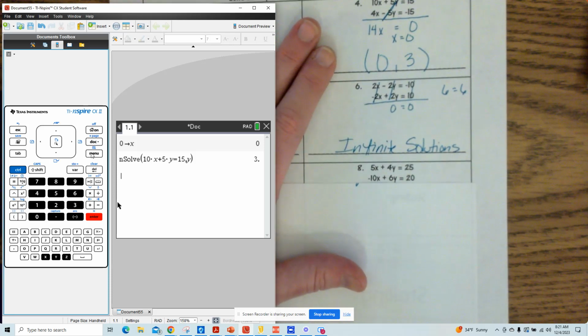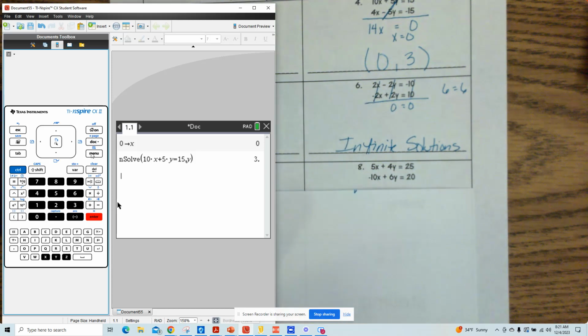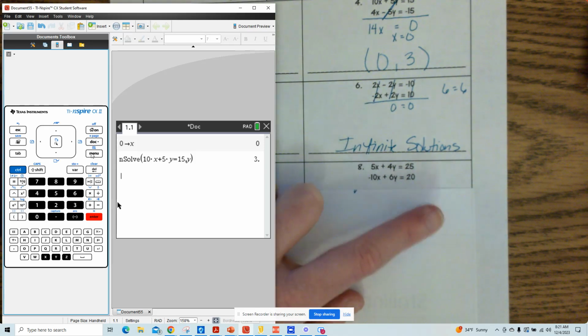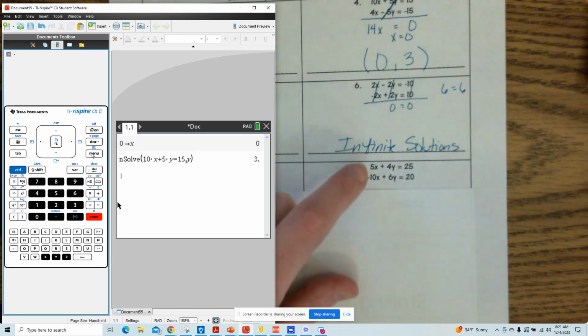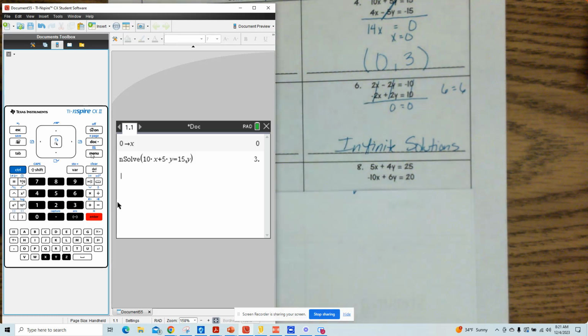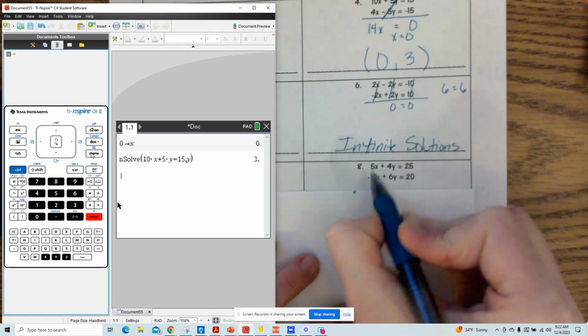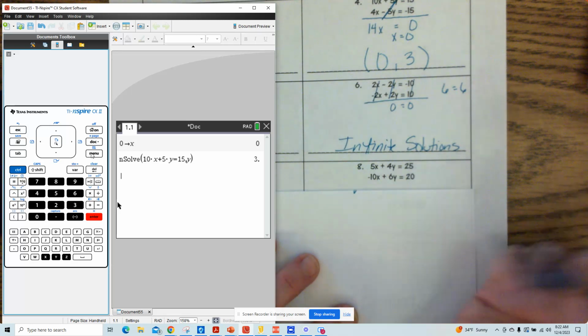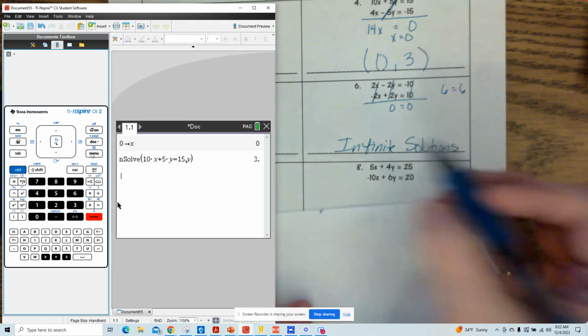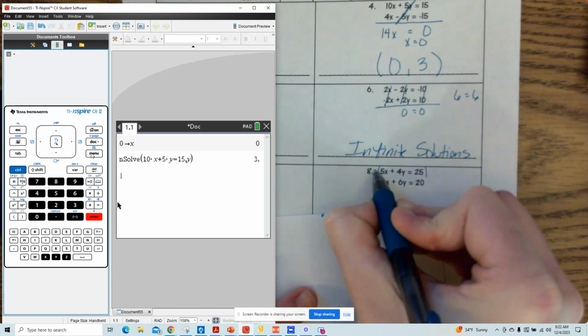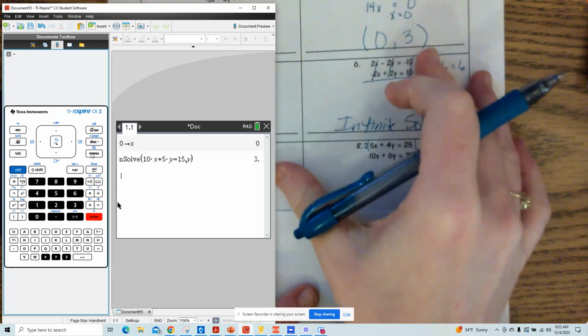Sometimes, though, they're not as straightforward, but we can manipulate. So none of the coefficients match up here. So you look for factors. Is 5 a factor of 10? Meaning, can I turn a 5 into a 10? How? Multiply it by 2. But I have to do the whole equation by 2.